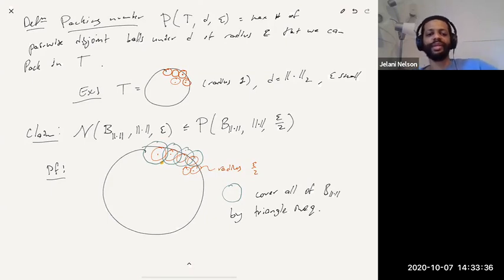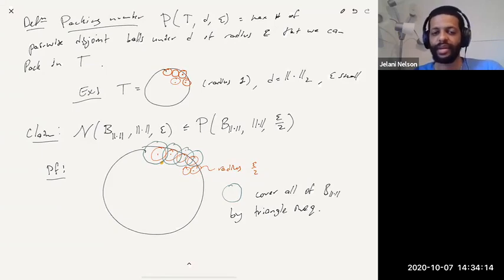Right, so why? Pretend that there's some point in the big ball, the black ball, that's not covered by any green balls. If it's not covered by any green balls, its distance from every single red point is more than epsilon. Which means if you draw a ball around it of radius epsilon over 2, that ball doesn't intersect any of the other radius epsilon over 2 balls around the red centers. If it did, then it would be within epsilon of that center by the triangle inequality.